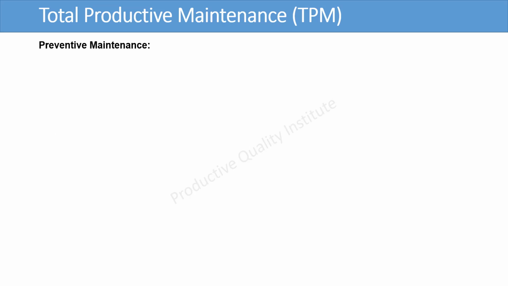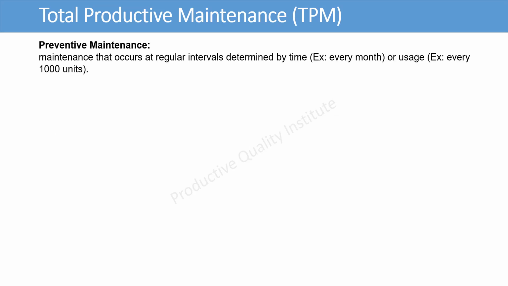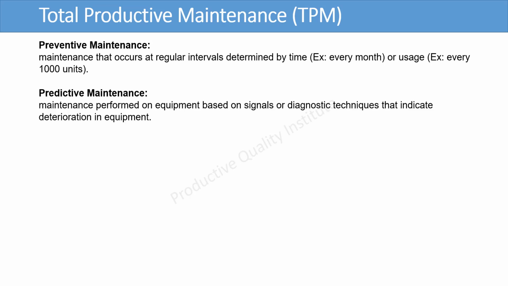Preventive maintenance. Maintenance that occurs at regular intervals, determined by time, for example, every month, or usage, for example, every 1,000 units. Predictive maintenance. Maintenance performed on equipment based on signals or diagnostic techniques which indicate any deterioration in equipment.